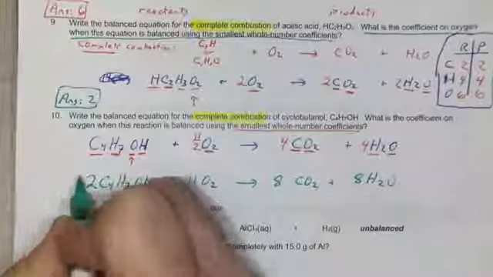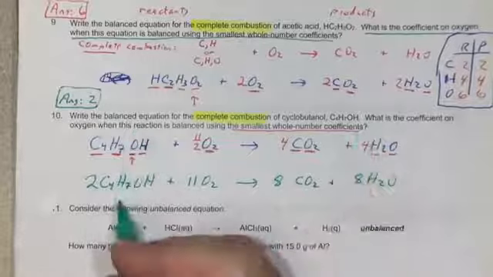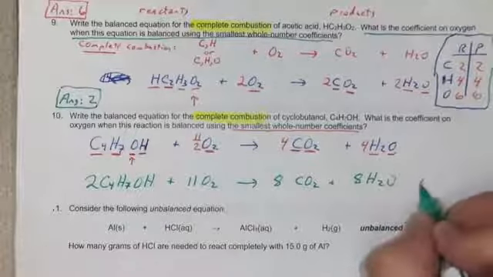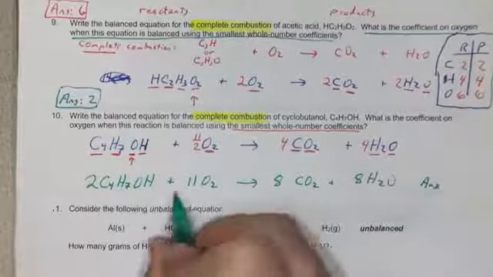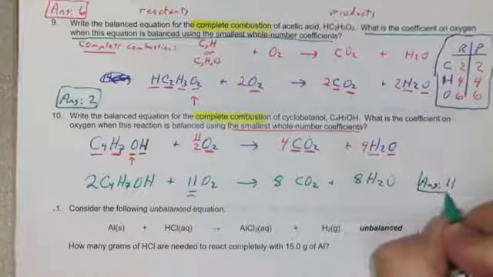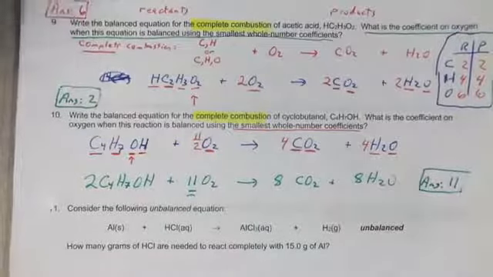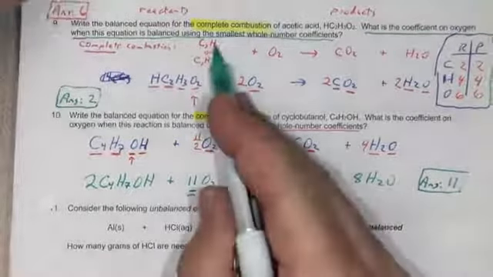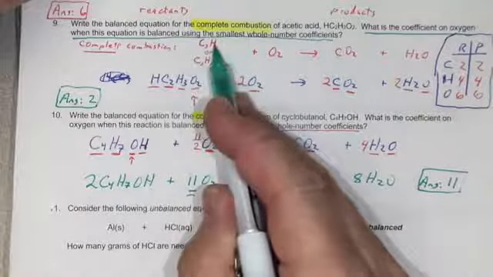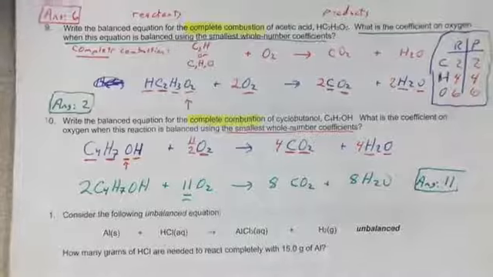That's the balanced equation. And so the question says, what is the coefficient on oxygen? The answer, therefore, the coefficient on oxygen is 11. That's the correct answer to this problem. So be sure that you can write the balanced equation for the combustion of any hydrocarbon, that's a compound containing carbon and hydrogen only, or any compound containing carbon, hydrogen, and oxygen only.